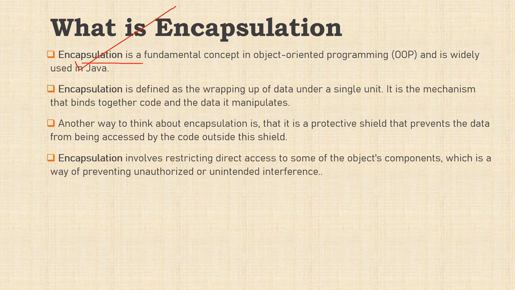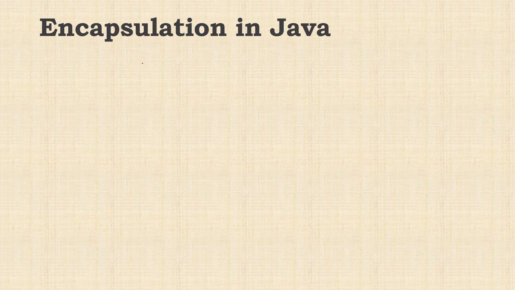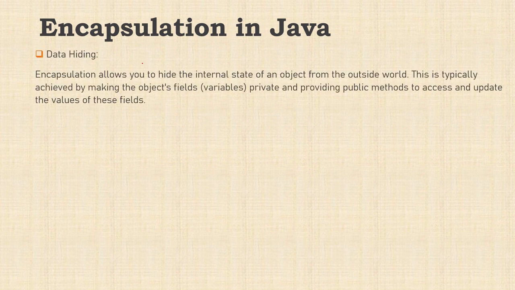How can we do this in Java, and how can we achieve encapsulation with the help of Java code? We'll see after this slide. First, data hiding: encapsulation allows you to hide the internal state of an object from the outside world. So you are hiding your internal state from the outside. This is typically achieved by making the object's fields, which are variables, private.